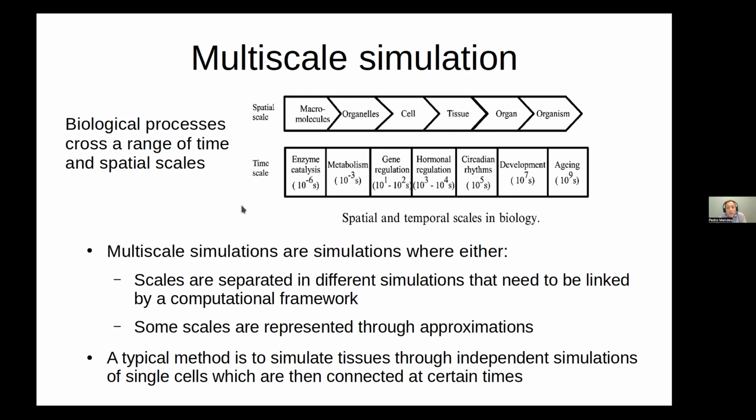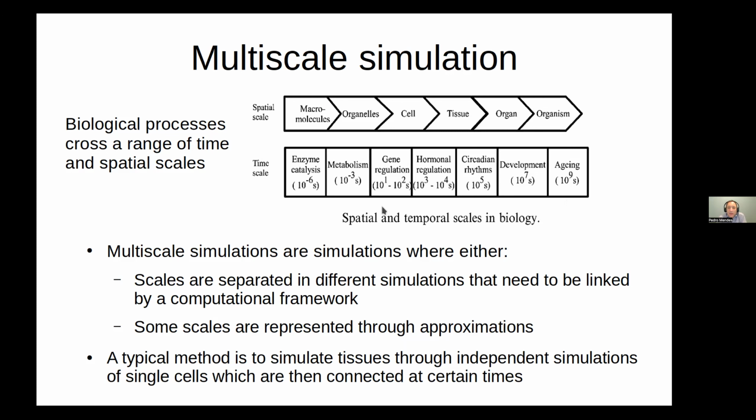And more importantly, in time scales, things are even deeper. So you go from enzyme catalysis, which is on the order of microseconds. Of course, we could go even lower if we think about quantum transitions in photosynthesis, but I don't want to get to that low. But let's say enzyme catalysis, which is widespread, at microseconds, all the way to aging, which happens on the scale of 10 to the 9 seconds, which is about the lifetime of a human.